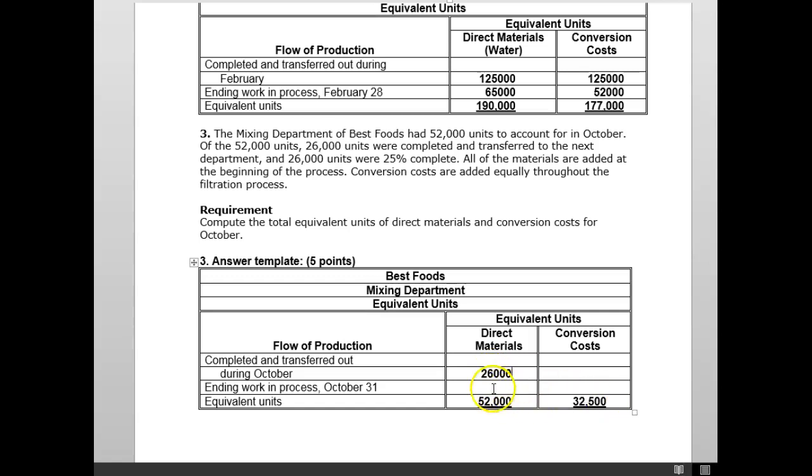They had 26,000 direct material-wise involved in it. This would be transferred out. Conversion costs were 100%, but we're coming to the ending work in process, and that was only 25%. So you multiply 26,000 times 25% and come up with 6,500. So your direct material equivalent units is 52,000, and the conversion costs were 32,500.